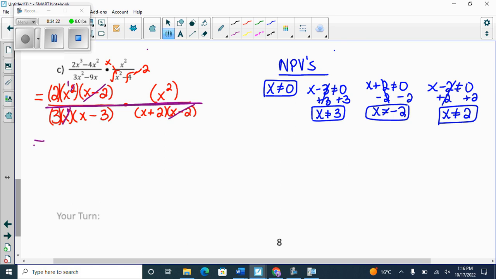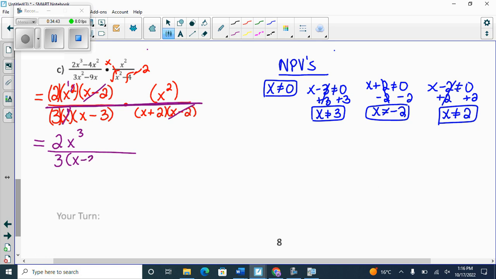Then I think I'm as reduced as I can go. If I'm not, I'll catch it in the next step, and I just do another step and reduce. It's not a big deal. It doesn't matter. So let's see what's left over. A 2. And then an x times an x squared is 3 x's, so I get an x cubed over 3, x minus 3, x plus 2.